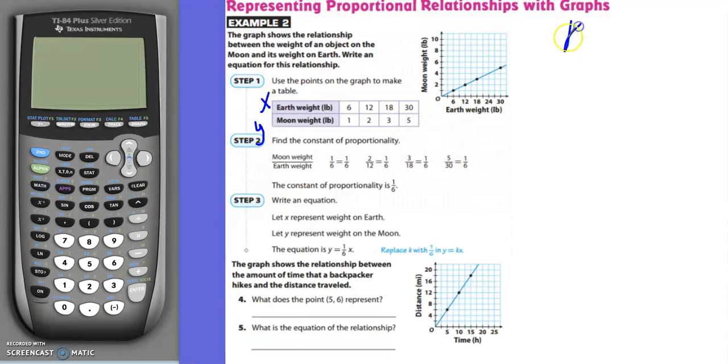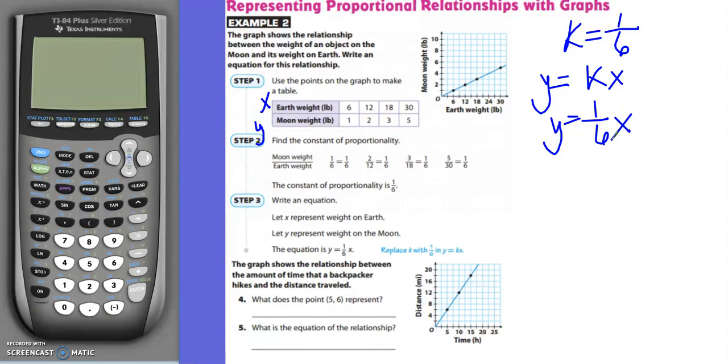The k is 1/6. Writing it in the format of y equals kx, y equals 1/6 x. Now let's take a look at the graph. We start at the origin, we go up 1 over 6, up 1 over 6, up 1 over 6, up 1 over 6, and up 1 over 6. This is a straight line and it passes through the origin. It is a proportional relationship.